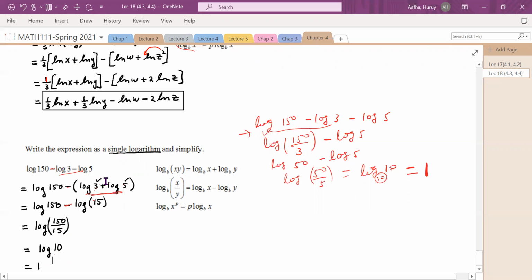If we are given a sum or difference of logarithms, we can combine them by applying all the properties. Okay. All right, so this is all for this lecture, and yeah, see you in the next lecture.